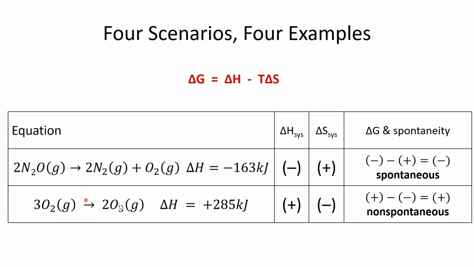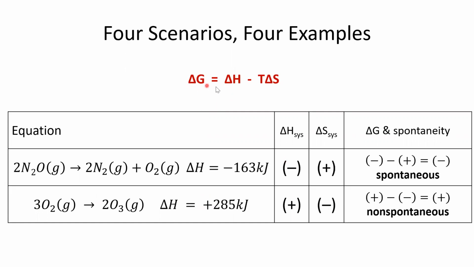Now let's look at the second example. Okay, we've got oxygen going to ozone. It tells us the delta H value is positive, so it's an endothermic process. That's not enthalpy favored. And if we look, we're going from 3 moles of gas to 2 moles of gas. So our entropy is negative, our entropy is going down.